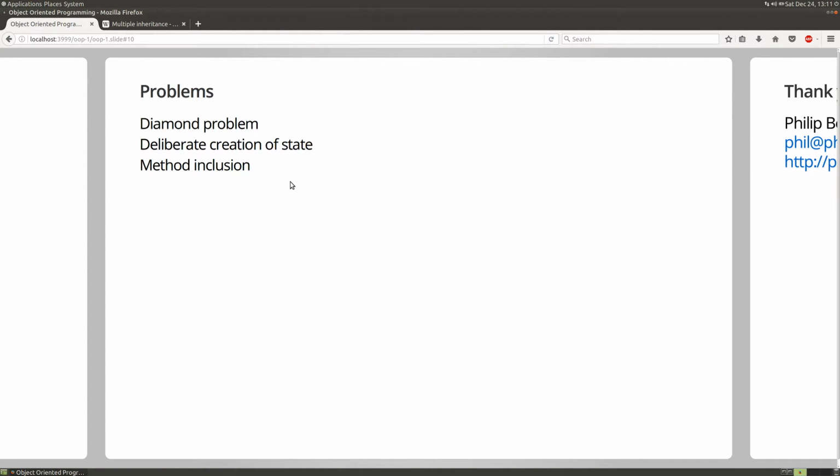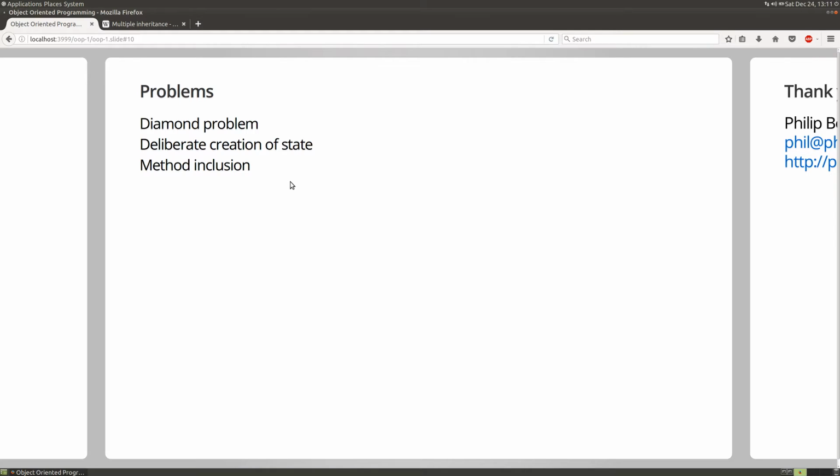Another problem with object-oriented design is the deliberate creation of state. When there is a bug in a program, you have to be able to reproduce it. And that usually means reproducing the state of a program. Now, if a program has thousands of objects in it, and there happens to be a certain configuration which causes a bug, it can be difficult or nearly impossible to recreate that state in order to figure out what's going on with the bug.